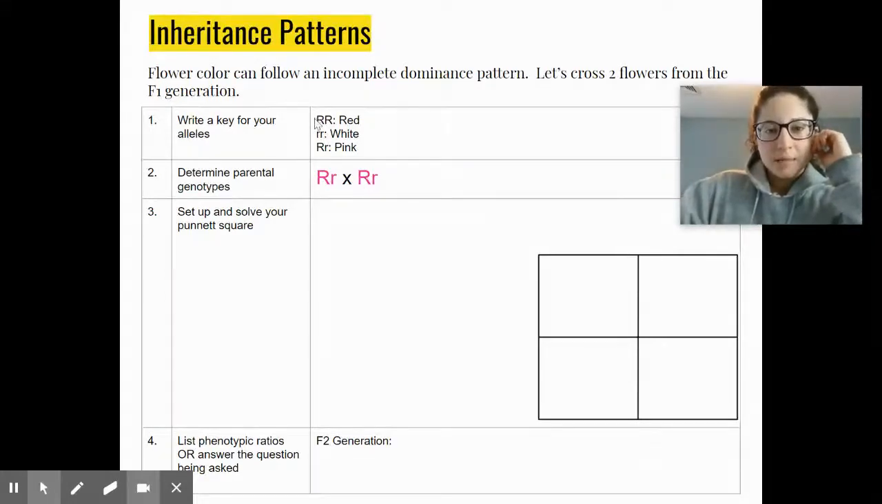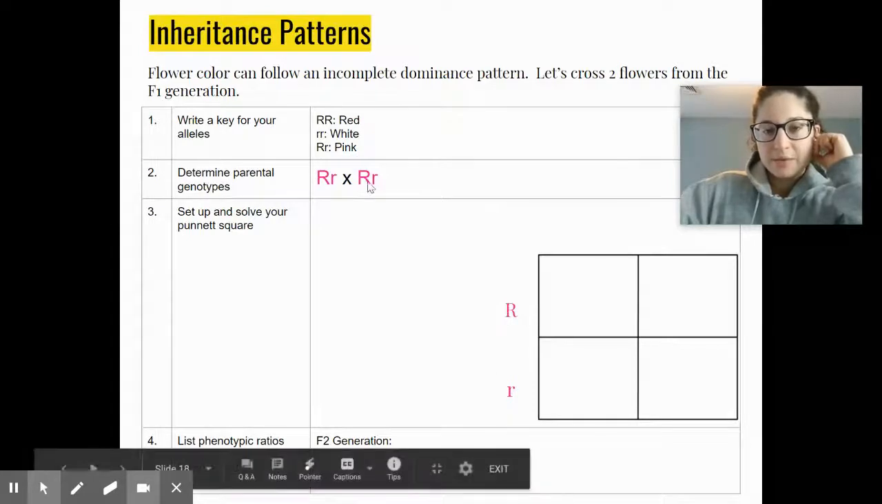Same key: big R is red, little r is white, big R, little r is pink. Both of our parents are pink, and then we're going to set up our Punnett square to determine the genotype of the F2 generation. So we take mom, write it down the side, take dad, write it across the top, and then fill our Punnett square in. Big R, big R for the first box, big R, little r for the second box, big R, little r for the third box, and then little r, little r for the fourth box.